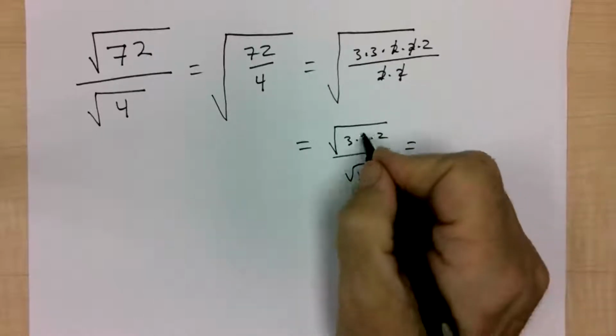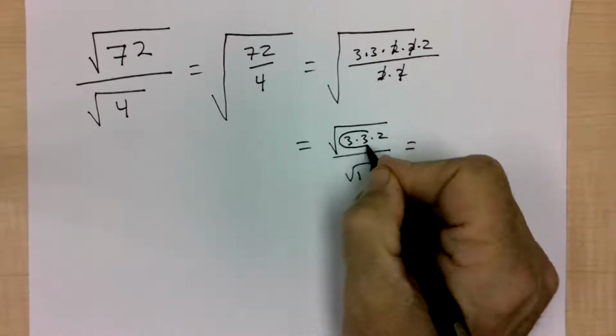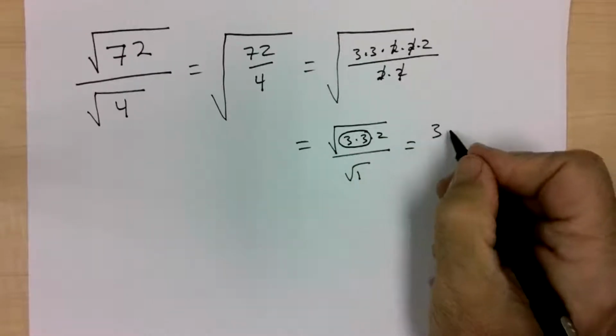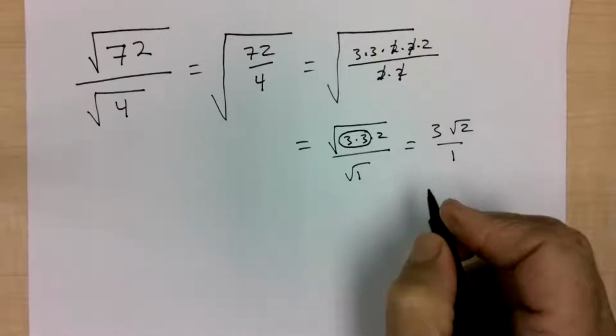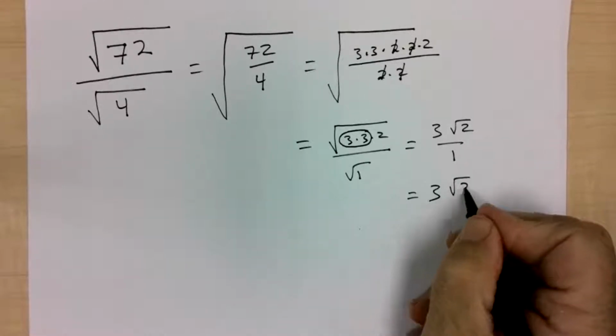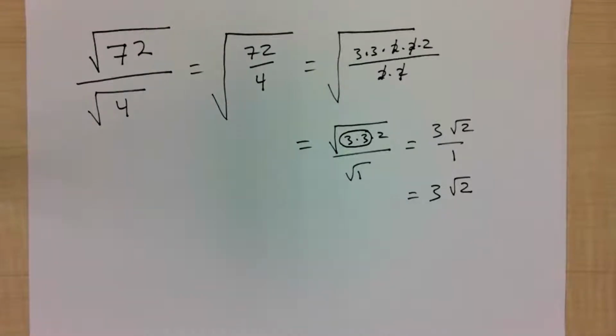But upstairs, it's a square root, so I'm looking for pairs. I can pull the 3 out. So I get 3 times the square root of 2 over 1, which equals what? Which equals 3 times the square root of 2.